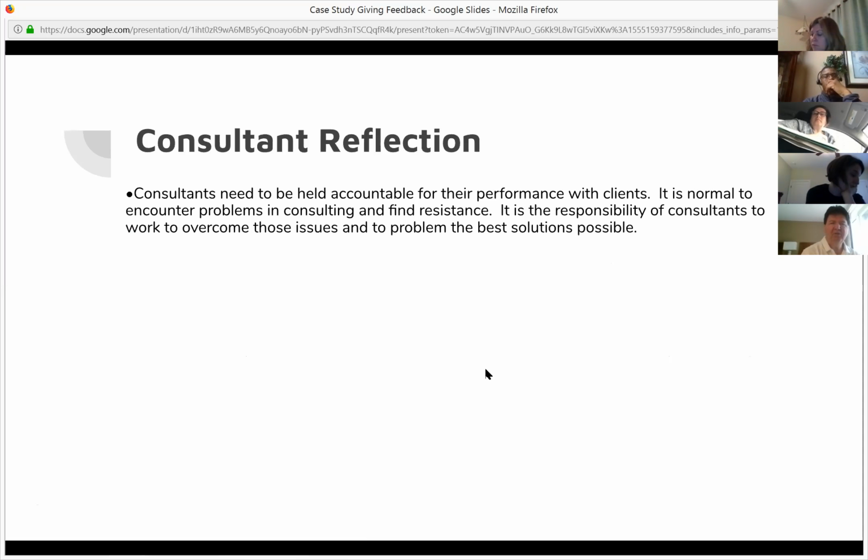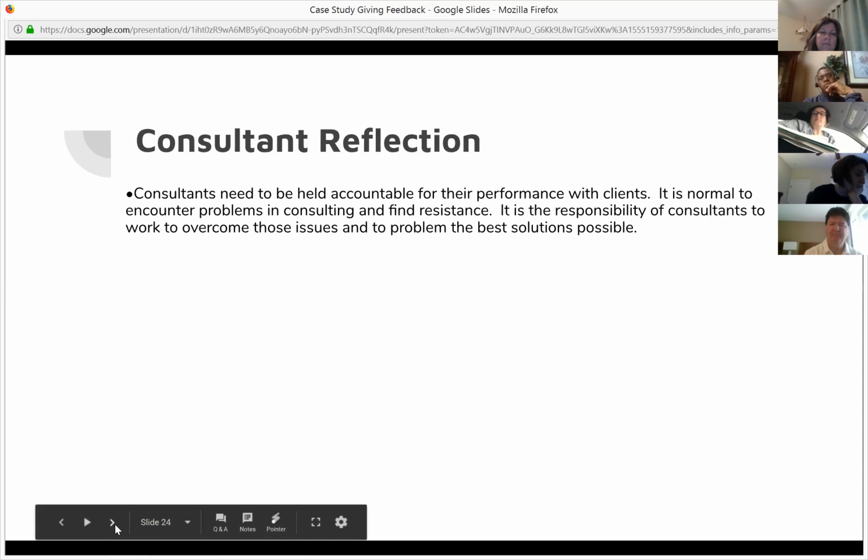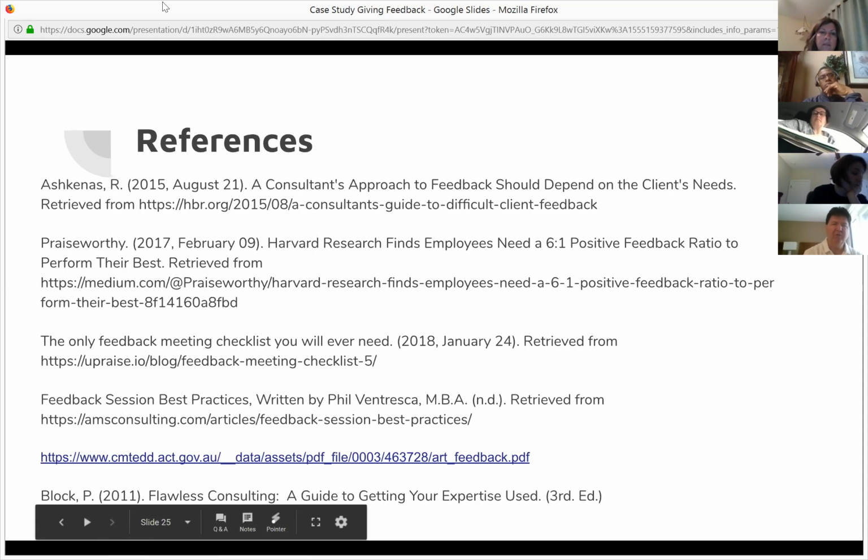And then consultants need to be held accountable for their performance with clients. It's normal to encounter problems in consulting and to find resistance. It's the responsibility of consultants to work to overcome those issues and to resolve the problems in the best way possible. And then we just ended with our references.